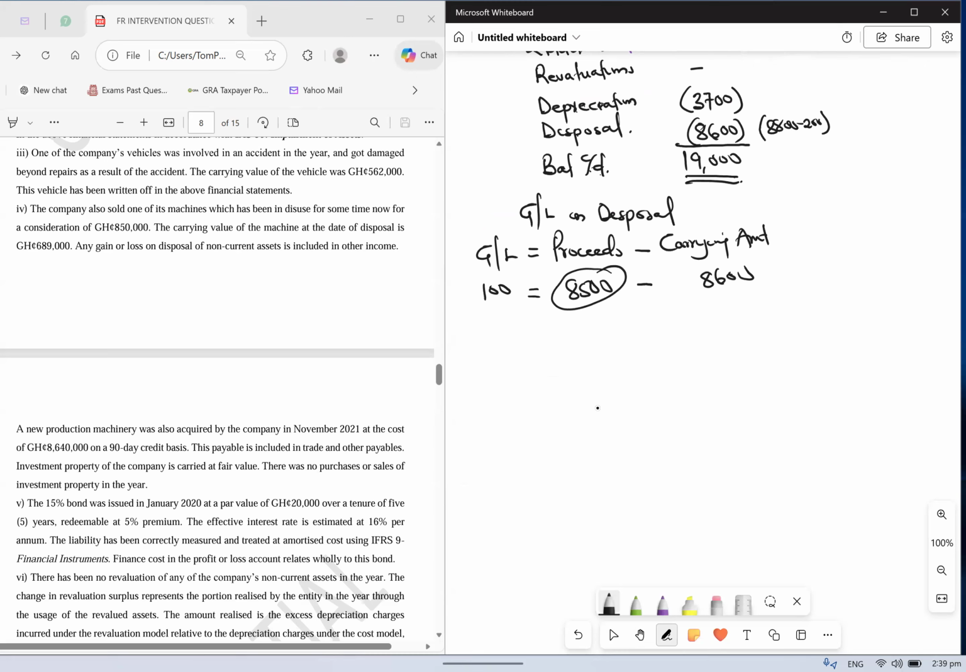Remember, the proceeds you collected is an inflow. It's a cash inflow. So take note of that. We will deal with it.